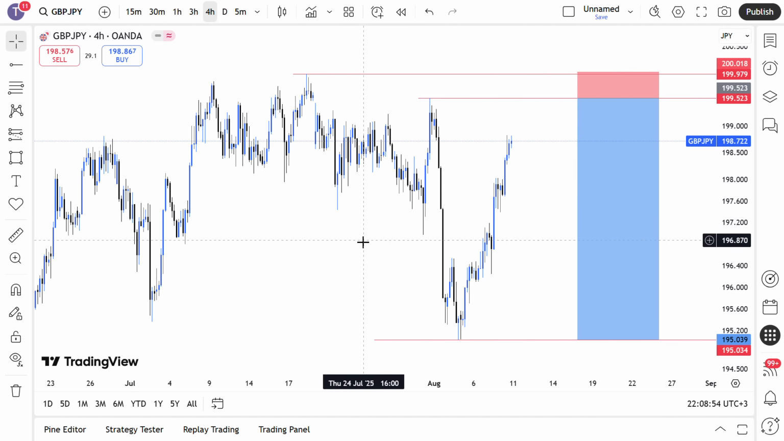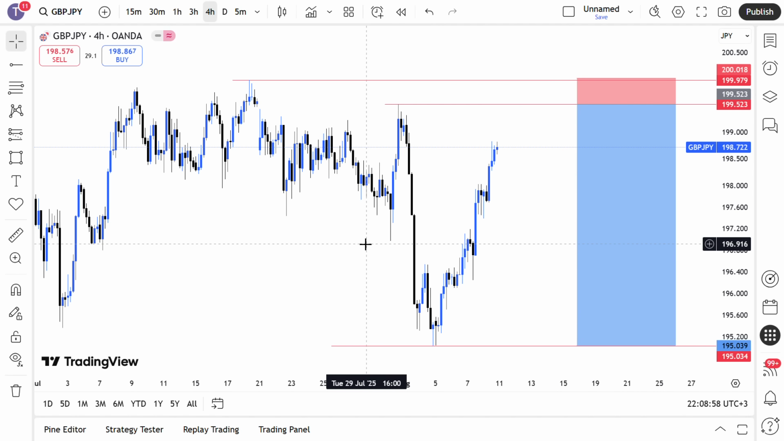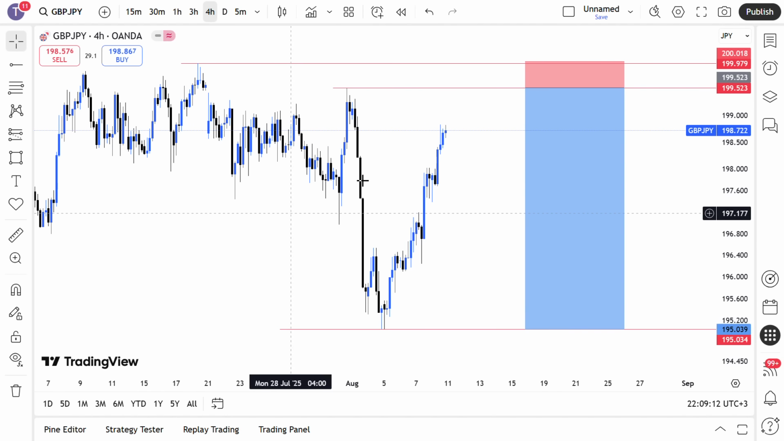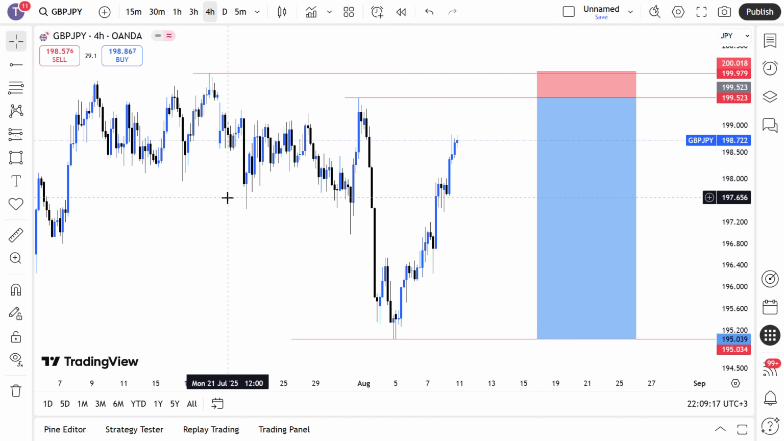And from GBPJPY, I will be watching out, and I will update you with whatever the market will be doing on Monday and Tuesday, and then on Wednesday I will be looking at it, and I'll update you on how the market is currently responding from this area. So that is it for GBPJPY.